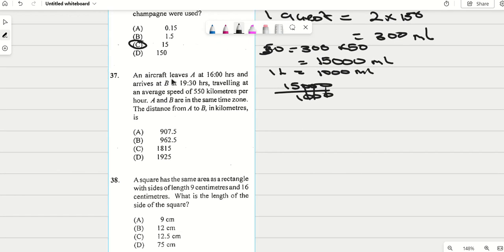Number 37. An aircraft leaves A at 1600 hours and arrives at B at 1930 hours, traveling at an average speed of 550 kilometers per hour. A and B are in the same time zone. What is the distance of A to B in kilometers?